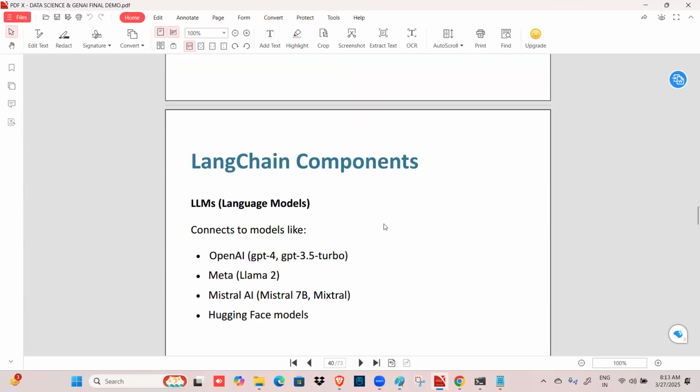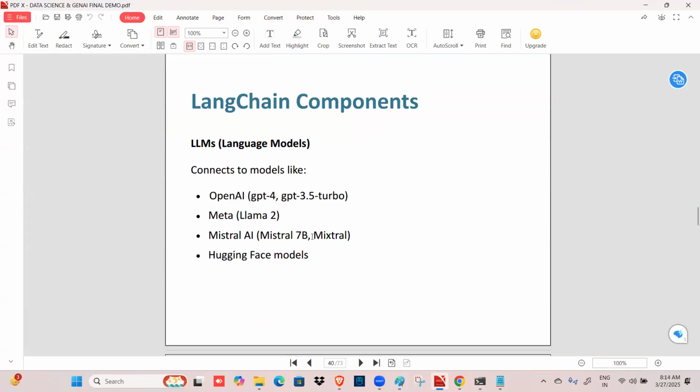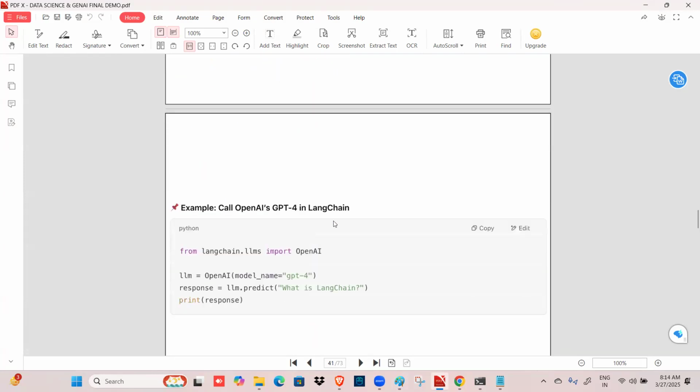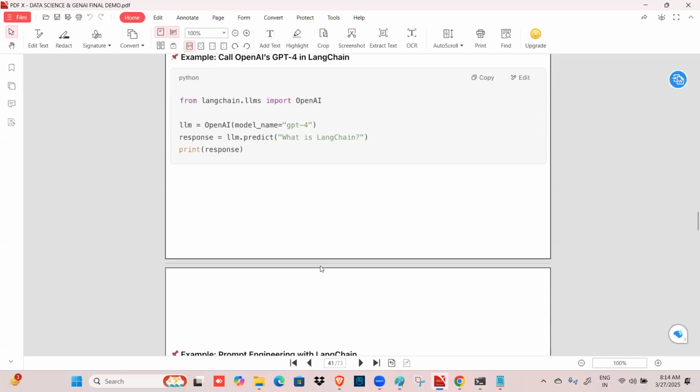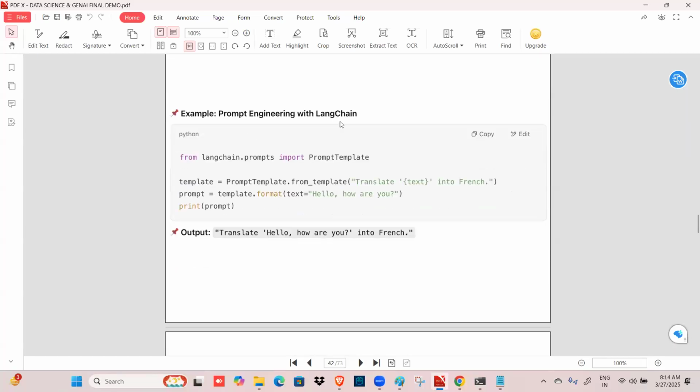And here you can see the LangChain components, like the LLM models. Here this is called OpenAI ChatGPT-4 in LangChain. So what is LangChain? Just asking a prompt, but the backend program is this one. And here, prompt engineering with LangChain. See here, translate text into French: Hello, how are you?